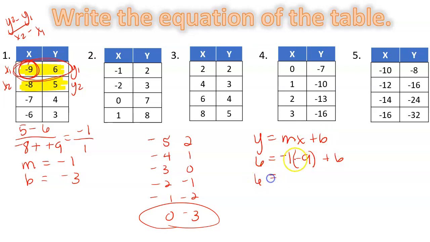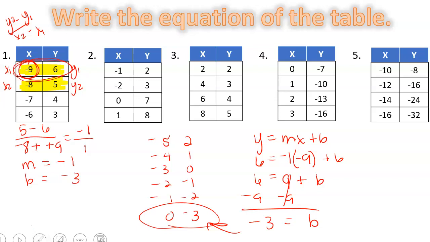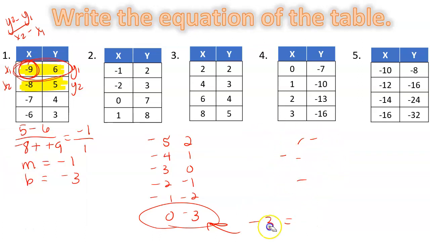Now I would say 6 equals negative 1 times negative 9 is positive 9 plus b. I thought that was a 6 for a second. Then I'm going to subtract 9 on both sides. 6 minus 9 is negative 3 equals b, which again matches up to what I found right here. So you could do either one. You could complete the table, or you can plug into your y equals mx plus b. Sometimes you're not going to be able to complete the table, and you'll have to use the method of plugging in.